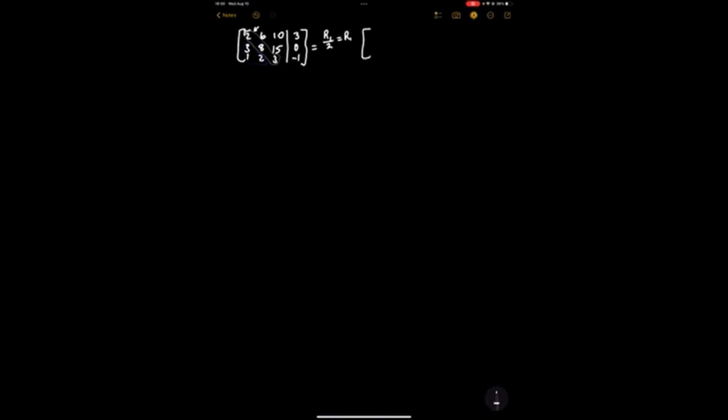And what I'm going to do is rewrite all the other rows except for row 1. So I'm going to have 3, 8, 15, 1, 2, 3, -1, 0. So how do I write row 1 now? Remember, the new row 1 is row 1 over 2. So 2 over 2 is equal to 1. 6 over 2 is 3. And 10 over 2 is 5. And 3 over 2 is 3/2. This is the new row 1.